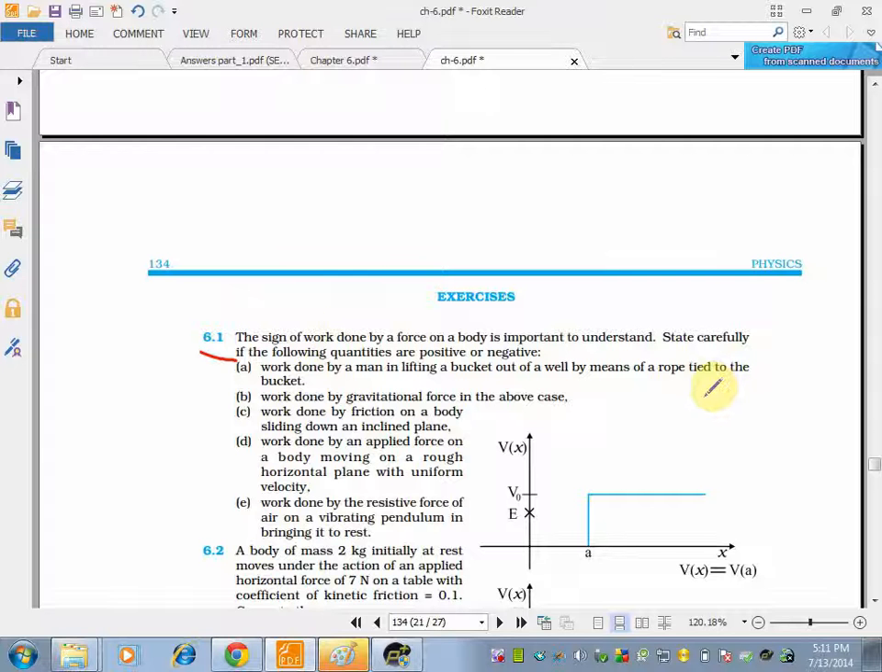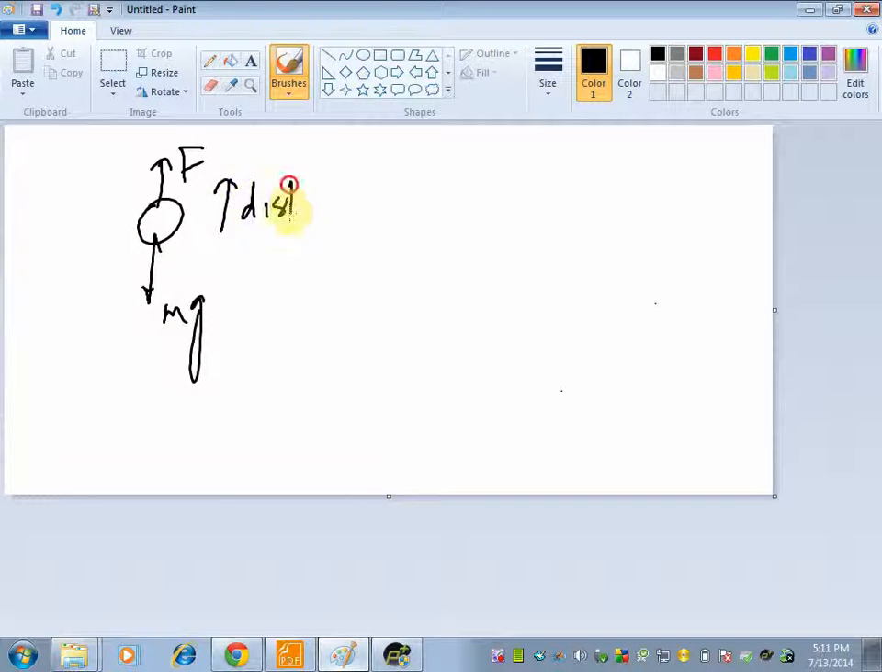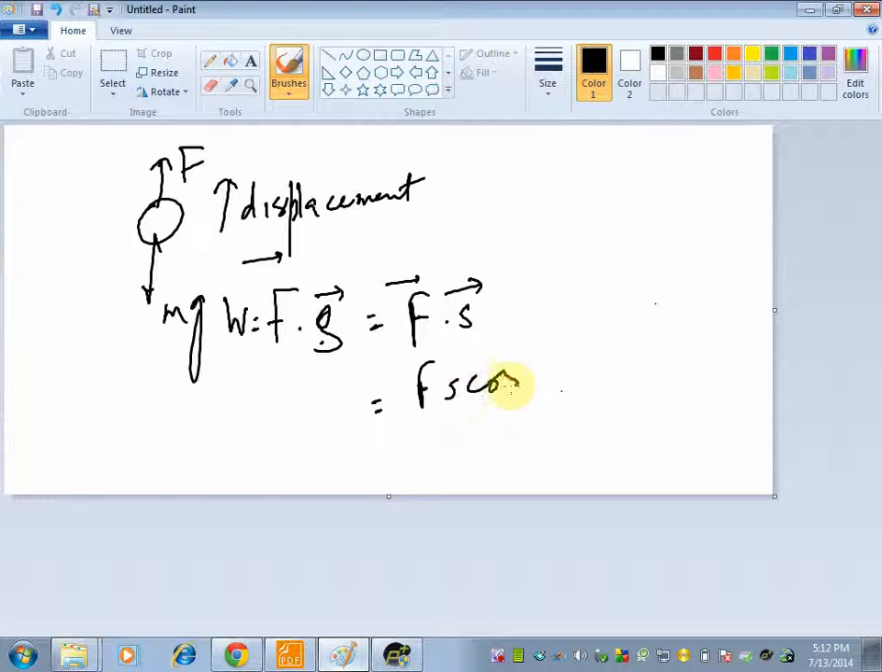As you can see here, let us draw some diagram here. Whatever the object we are pulling up by the force, force is acting upward and displacement is upward, so force into S, this is our work done. So F dot S means Fs cos theta, and theta here is 0, so cos 0 is 1, so F into S will be positive.